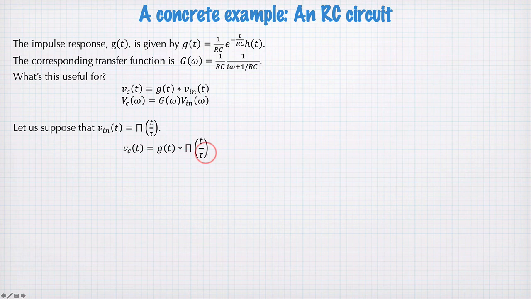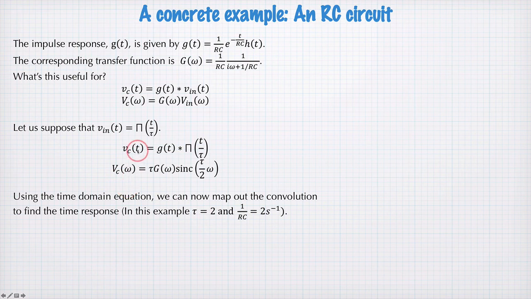Or in the frequency domain, it would be the Fourier transform of g of t, which is g of omega, multiplied by the Fourier transform of our input. That's the Fourier transform of the square wave, which would be a sinc function. We end up with this factor of tau at the front as well from the Fourier transform of this square wave. So using this time domain expression, I'll show you an example where we have tau equal to 2 seconds, and 1 on RC equal to 2 seconds to the minus 1.